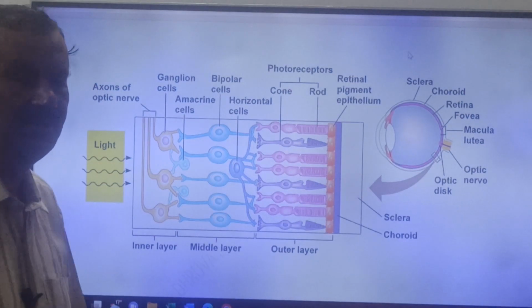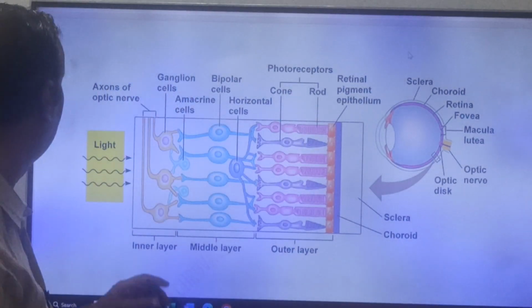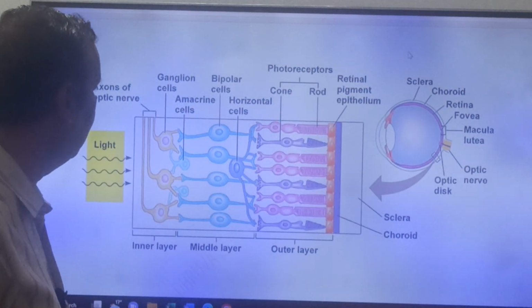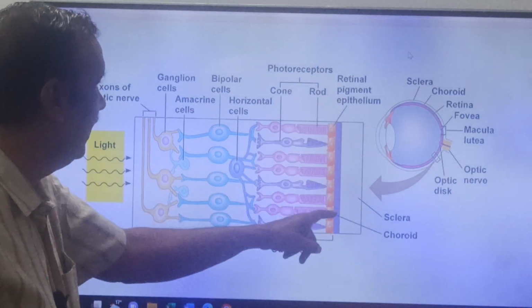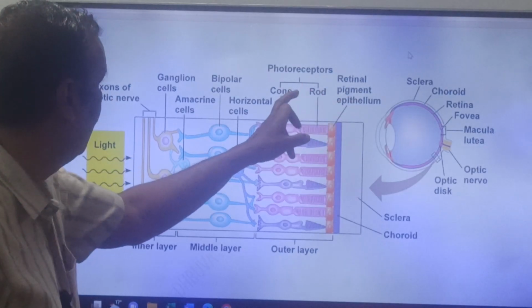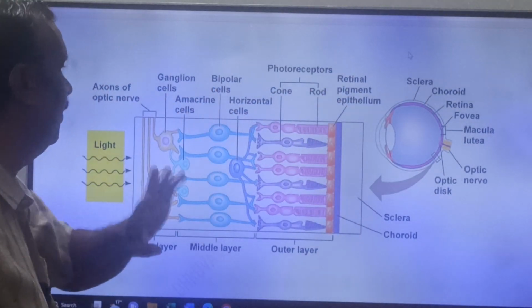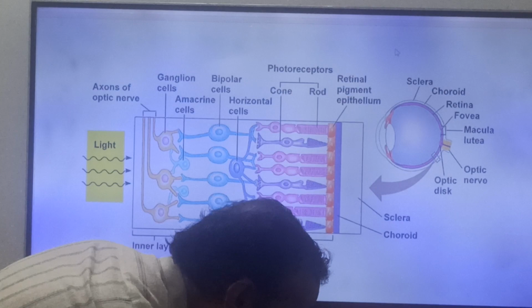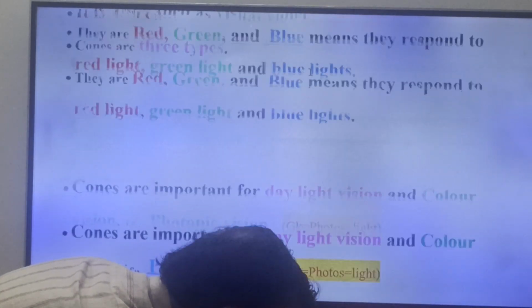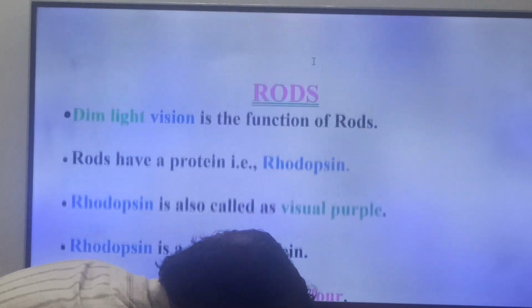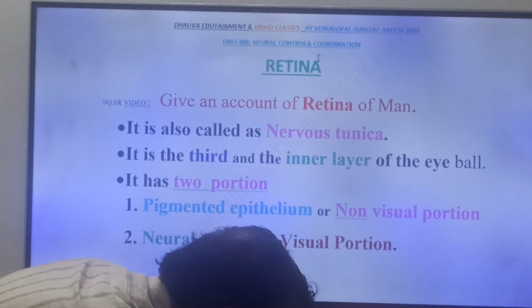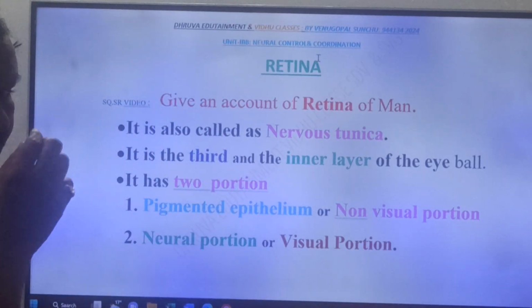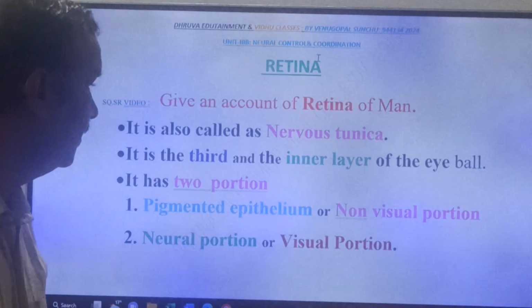Okay friends. This is about what friends? See friends, ganglionic layer, photoreceptor layer and pigmental layer, retinal pigmental layer. See, one retinal pigmental layer, photoreceptor layer and ganglionic cell layer are bipolar layer. Okay friends, this is about the structure of retina friends. So here remember two important words, rods and cones friends, rods and cones.